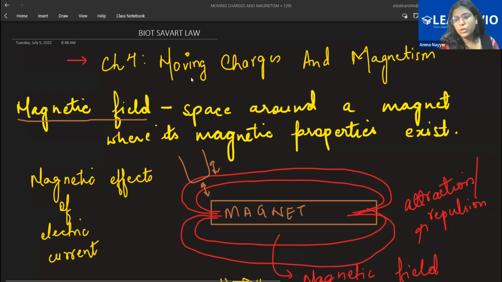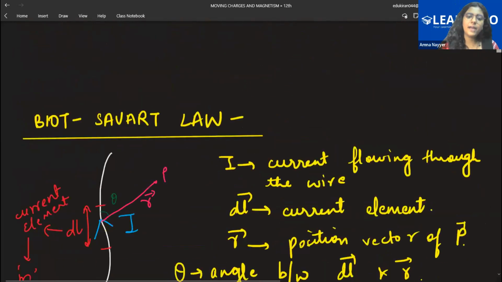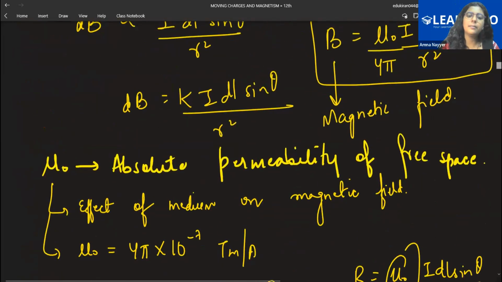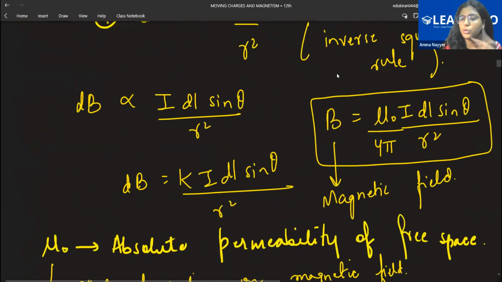Yes, class. So we had started with moving charges and magnetism in the last class. We had discussed the magnetic field, and then we jumped to Biot-Savart's law. Biot-Savart's law says that the magnetic field is directly proportional to three things: current, current element, and the sine of the angle, and it is inversely proportional to the radius vector, right?